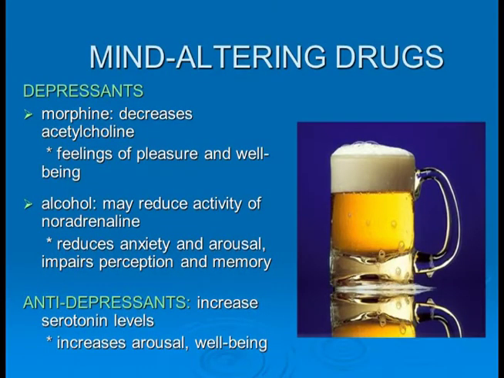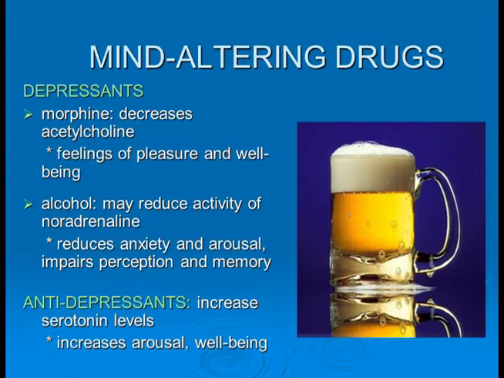Other sorts of mind-altering drugs are depressants. So the first batch were stimulants. These are depressants. Morphine decreases acetylcholine. Recall that nicotine increases acetylcholine, so you've got the same neurotransmitter with opposite sorts of effects. Here, when you decrease acetylcholine, the phenospace effects are feelings of pleasure and well-being. So, opposite of increased attention and high.